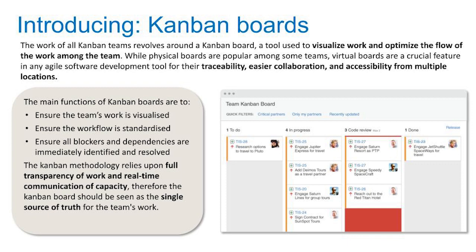And it goes back to the transparency and collaboration aspects of Agile, those mindset pieces that we hone upon. The main functions of Kanban boards are to ensure the team's work is visualized, ensure the workflow is standardized, ensure all blockers and dependencies are immediately identified and resolved. The Kanban methodology relies upon full transparency of work and real-time communication of capacity. Therefore, the Kanban board should be seen as a single source of truth to the team's work. We mentioned the backlogs earlier. Those are great. This is where the work gets done.